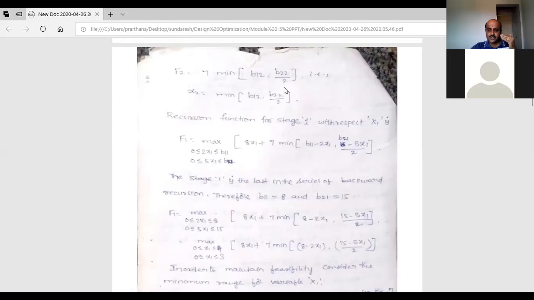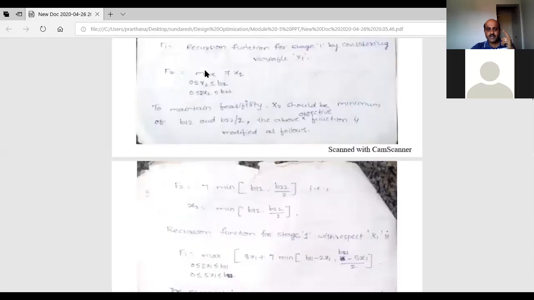Please follow the steps. Please start writing down the steps, each step, because it carries 8 to 10 marks in your exam. One problem definitely will be there in module 5. Okay, f2 is equal to 7. So previously what we have written, it is 7x2. Am I right? Maximum of 7x2.